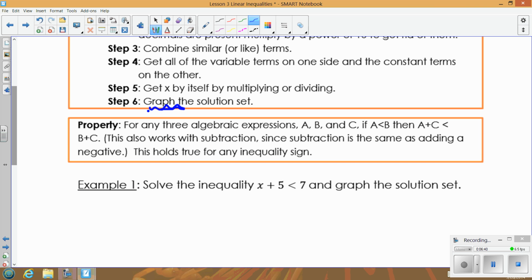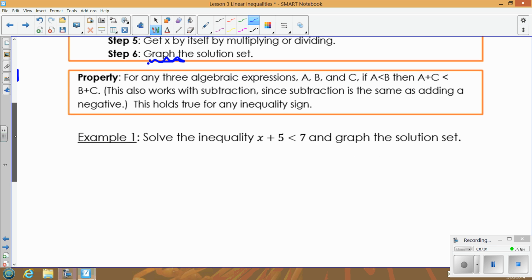So the first property that you have to know whenever you are looking at inequalities: the same rules for addition and subtraction apply, where whatever you add to one side, you add to the other. Whatever you subtract from one side, you subtract from the other. It's the same rules as equations. So basically, you ignore the inequality symbol and just treat it like an equation.